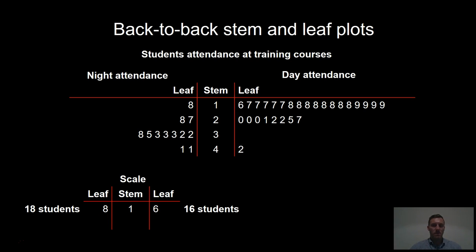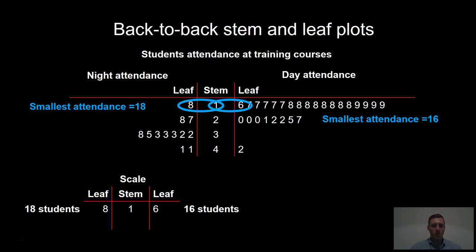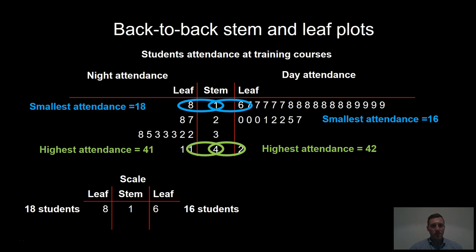The example here compares the number of people attending the night training course with the number of people attending the day training course. From the back-to-back stem and leaf plot, you can easily see that the number of people attending the night training course is much higher. However, there appears to be a much higher number of day courses, given we know that the sample was 10% of each. Interestingly, both the night and day courses have a similar smaller number of attendance, and they have a similar higher number of attendance. The higher number of attendance was 42 for the day course and 41 for the night course.